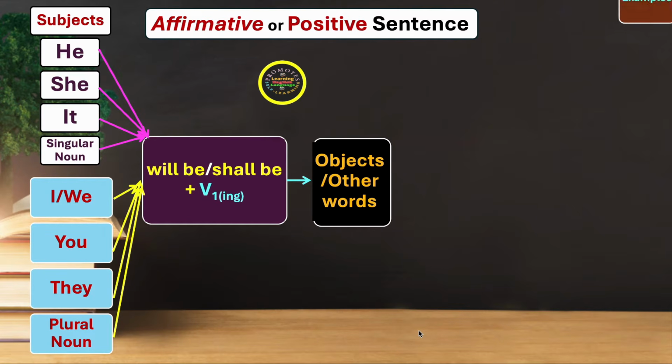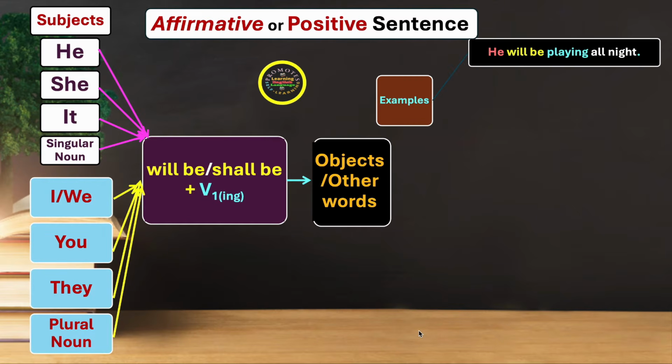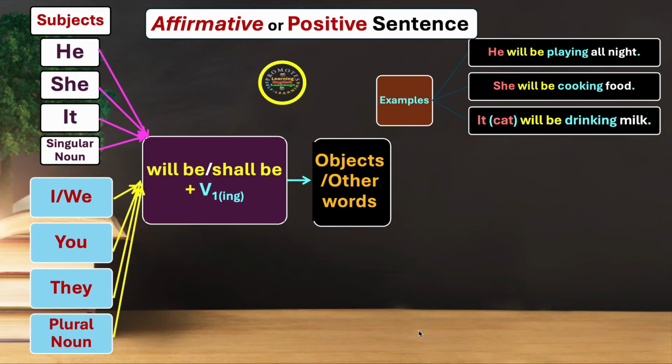Let's see the examples. He will be playing all night. She will be cooking food. It, here for cat, will be drinking milk. Tom will be driving to market.